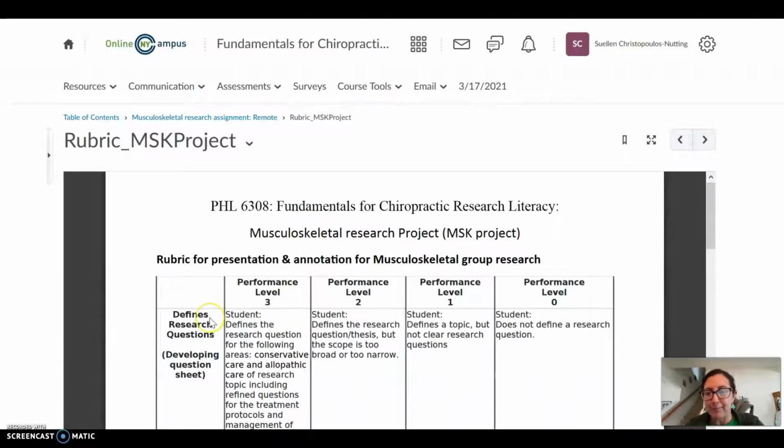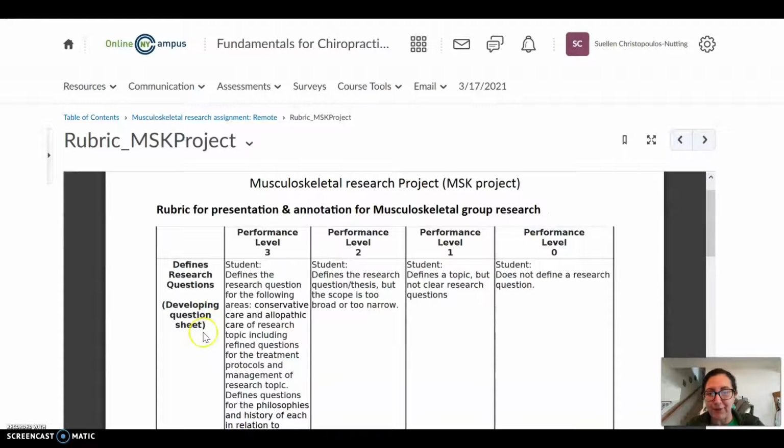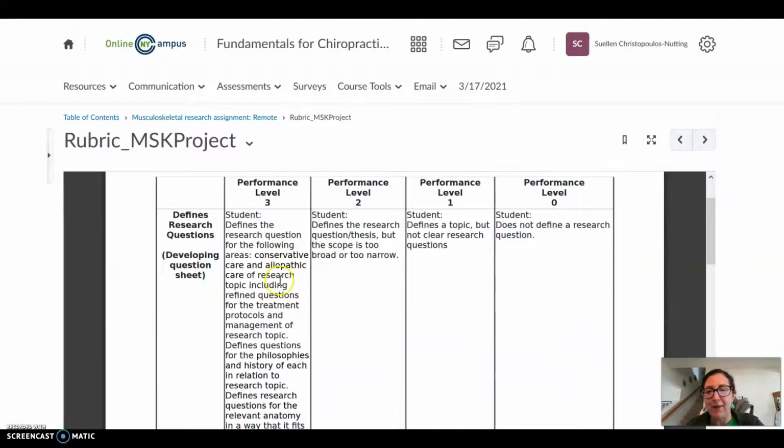Okay, so the first part is your developing question sheet. What is your performance? Do you define your research question, again, for the conservative care, allopathic? Because we have been going through this step by step, all of you should be able to get a 3, especially for the conservative care, the allopathic, the history, philosophy, and the treatment and protocol. Okay, you should all definitely be at a 3 because I've looked at those, I've made comments, and so on and so forth. The assumption is that you will also be at a 3 with the management and with the anatomy because you know what I'm looking for.